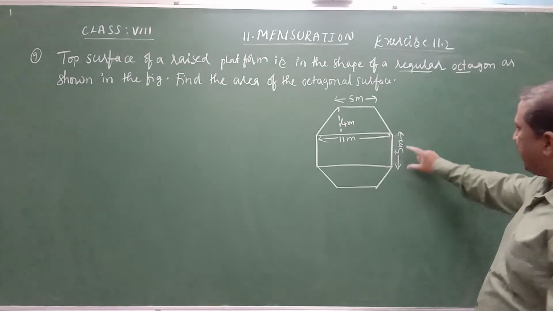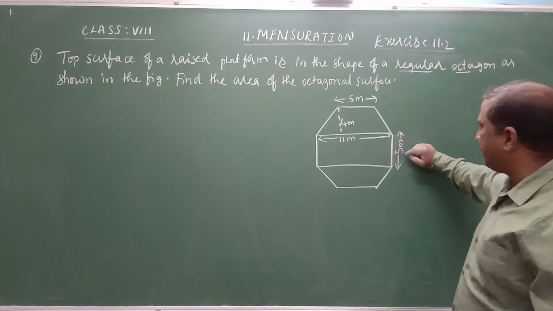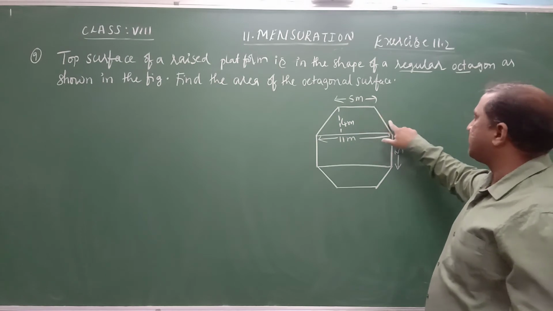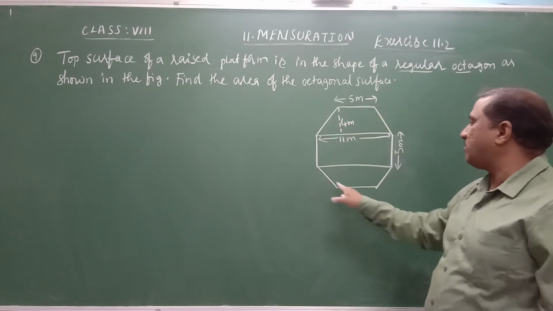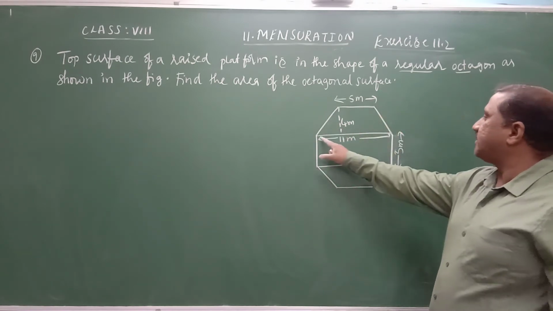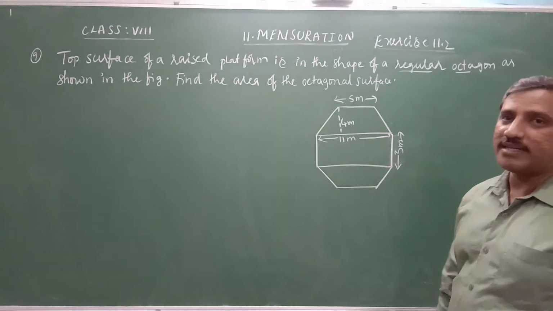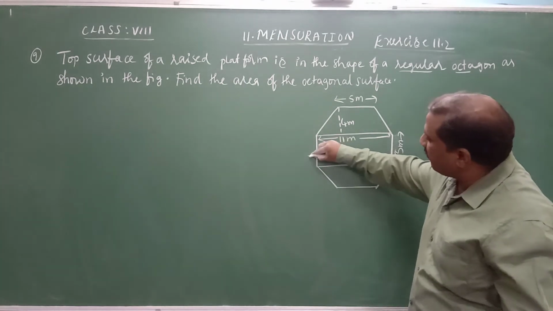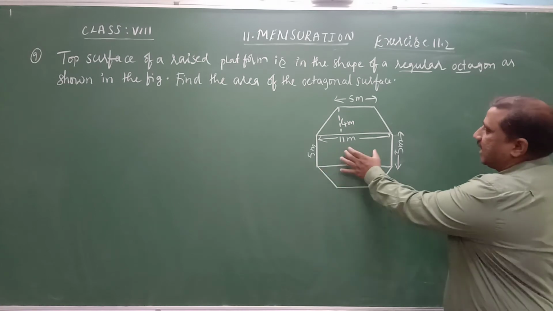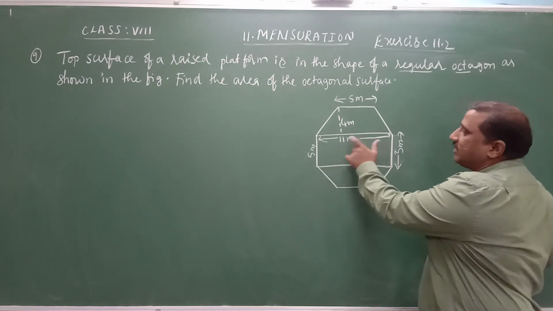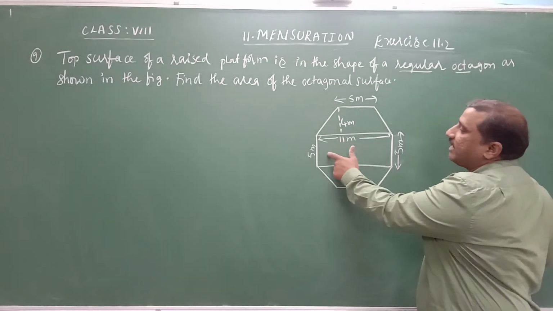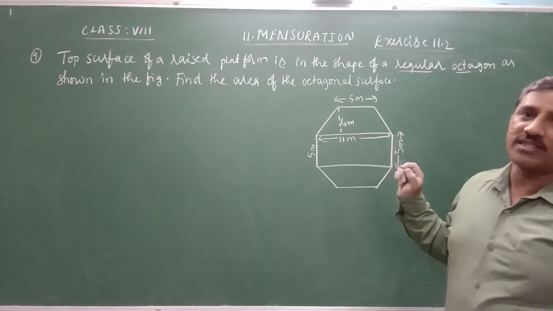The side of the regular octagon is given as 5 meters. This is 5 meters, this is 5 meters. And this is given as 11 meters. Now this is 5 meters. Now this is a rectangle. Area of this rectangle is equal to length into breadth, that is 11 into 5, 55 meters square.